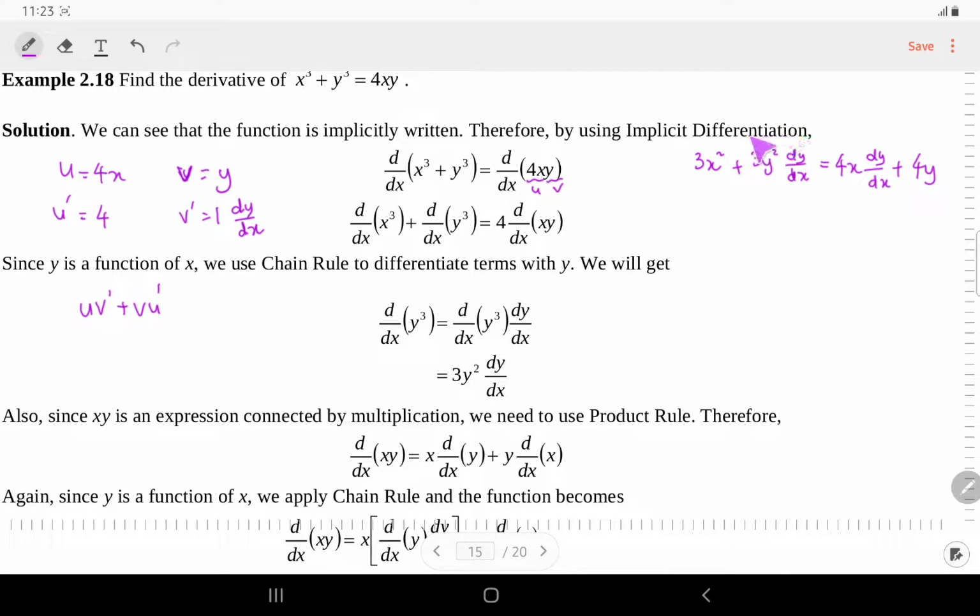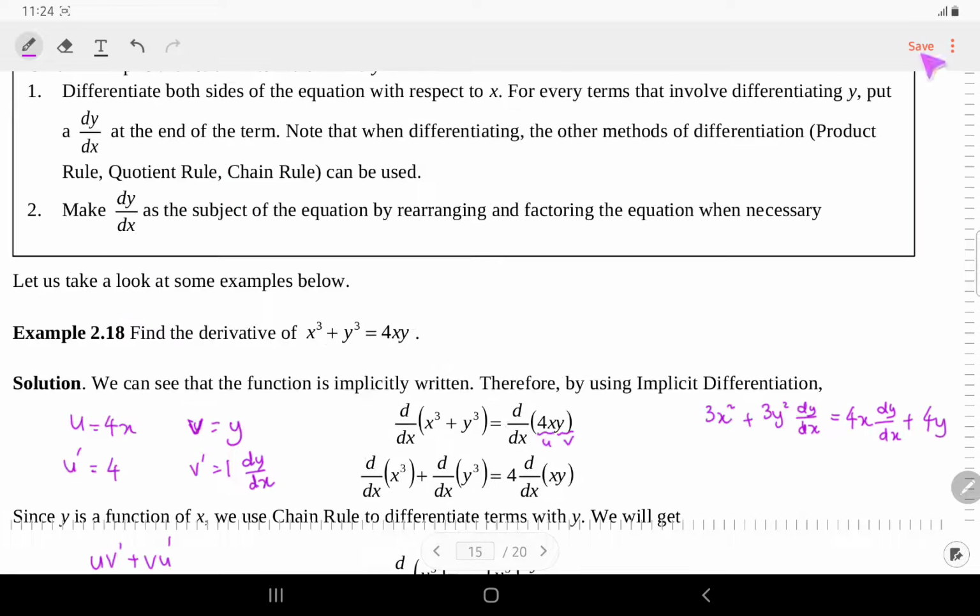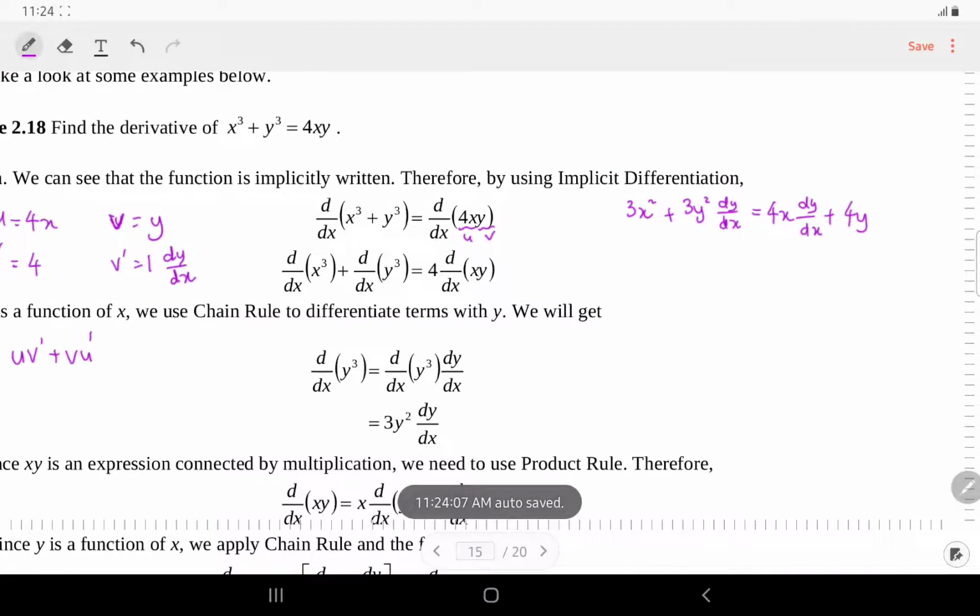Okay, so this is the resulting equation when we differentiate both sides term by term in the original function. Then we need to make dy over dx the subject. So you need to bring each term containing dy over dx to the left side. So 3y squared dy over dx, and this term you need to bring to the left side, so minus 4x dy over dx.